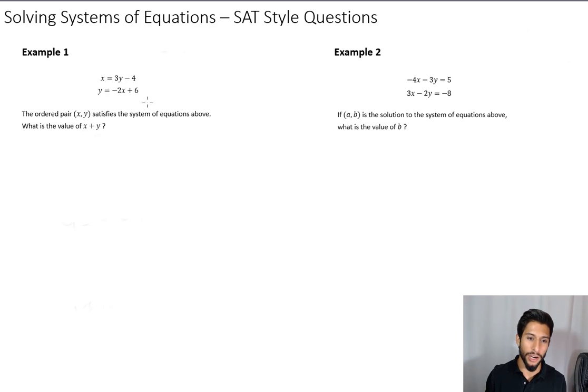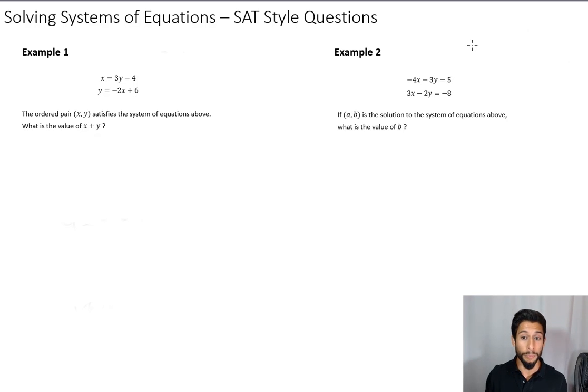This is Renan with Pizza Pie Learning, and today I'm going to go over two examples on solving systems of equations as you would see it on the SAT. So, the first thing I want you to notice is the difference between example 1 and example 2. In example 1, both equations are solved for one of the variables, right? Both have a variable that is isolated by itself, right? So in the first equation, x is by itself on the left side. On the second equation, y is by itself on the left side of the equation.